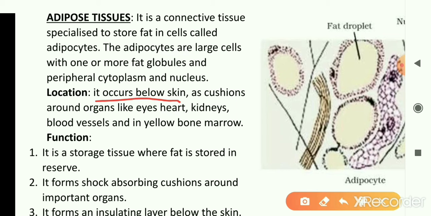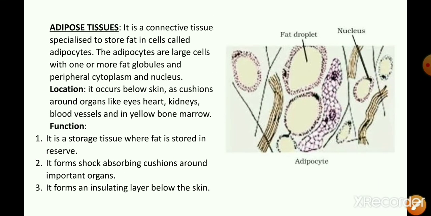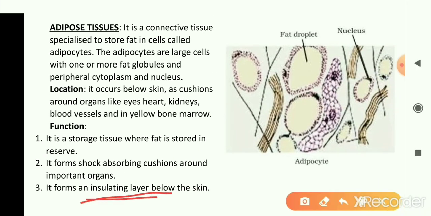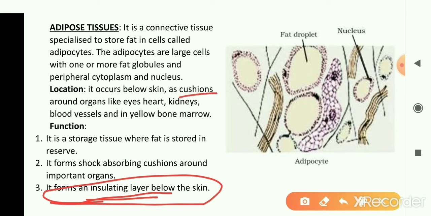Below the skin, this adipose tissue forms an insulating layer which protects you from the loss of heat. So the tissue which is present below the skin acts like an insulating layer. Then, the adipose tissue is also present as a cushion around soft organs like eyes, heart, and kidneys. Thus, these tissues form shock absorbing cushions around these important organs, protecting them from mechanical shocks and injuries.